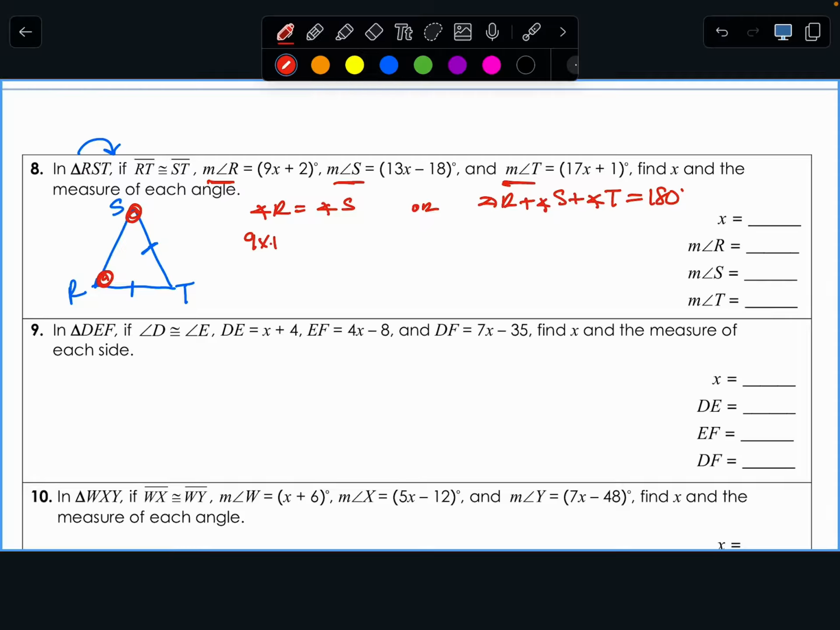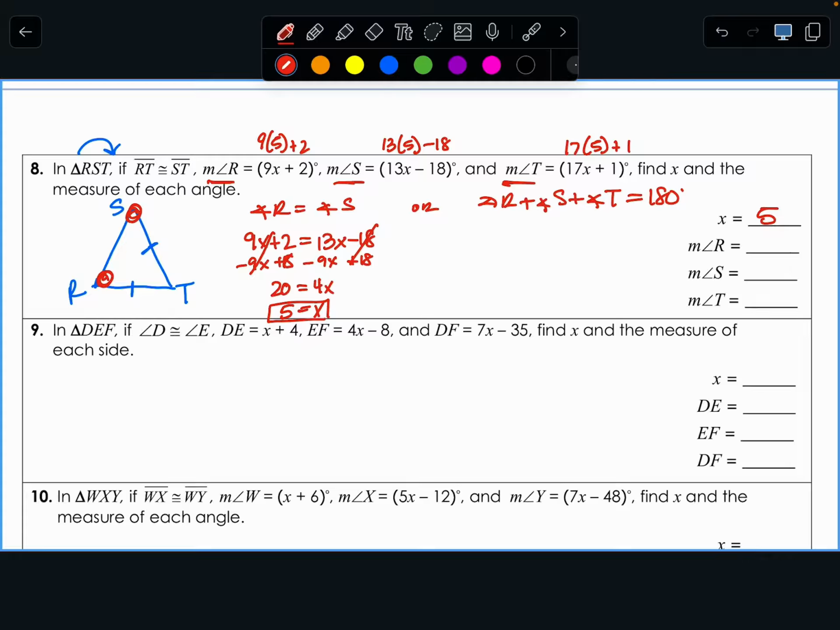So let's use R equals S. So 9x plus 2 equals 13x minus 18. Subtract 9x, add 18, 20 equals 4x, x is 5. Okay, so x is 5. So now that I have x is 5, I can just substitute that back in. So 9 times 5 plus 2, 13 times 5 minus 18, and 17 times 5 plus 1.